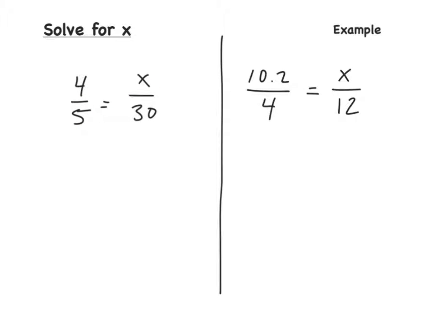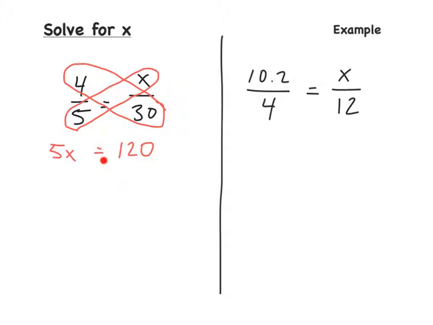So if we have 4/5 is equal to x over 30, the first way I'm going to show you is the butterfly method. So I'm going to multiply 5 times x. Remember, 5 times x is just 5x. Then multiply the other cross product. 4 times 30 is equal to 120. Now we have a one-step equation. Now if we have 5 times x, the opposite of multiplication is division. So we'll divide by 5. In this case, x is equal to 24.